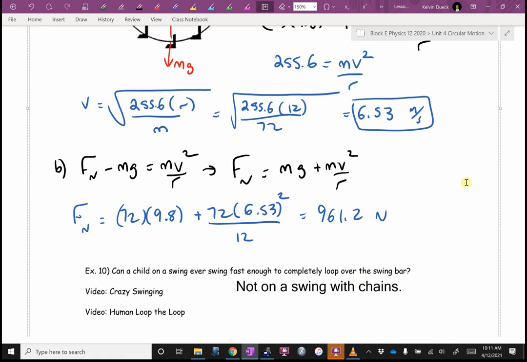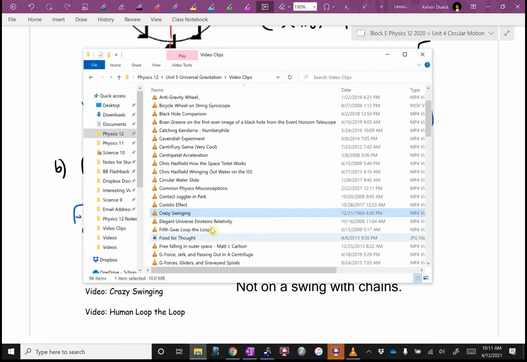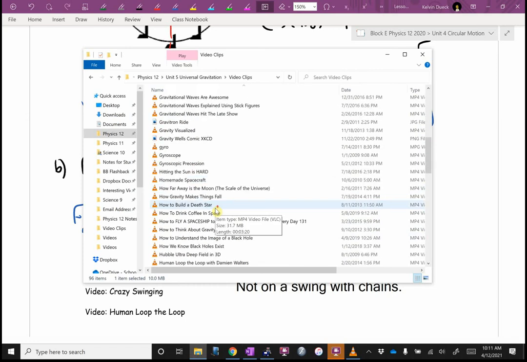Could a human being running run a loop-the-loop? That's a good question. Don't try this one yourselves.